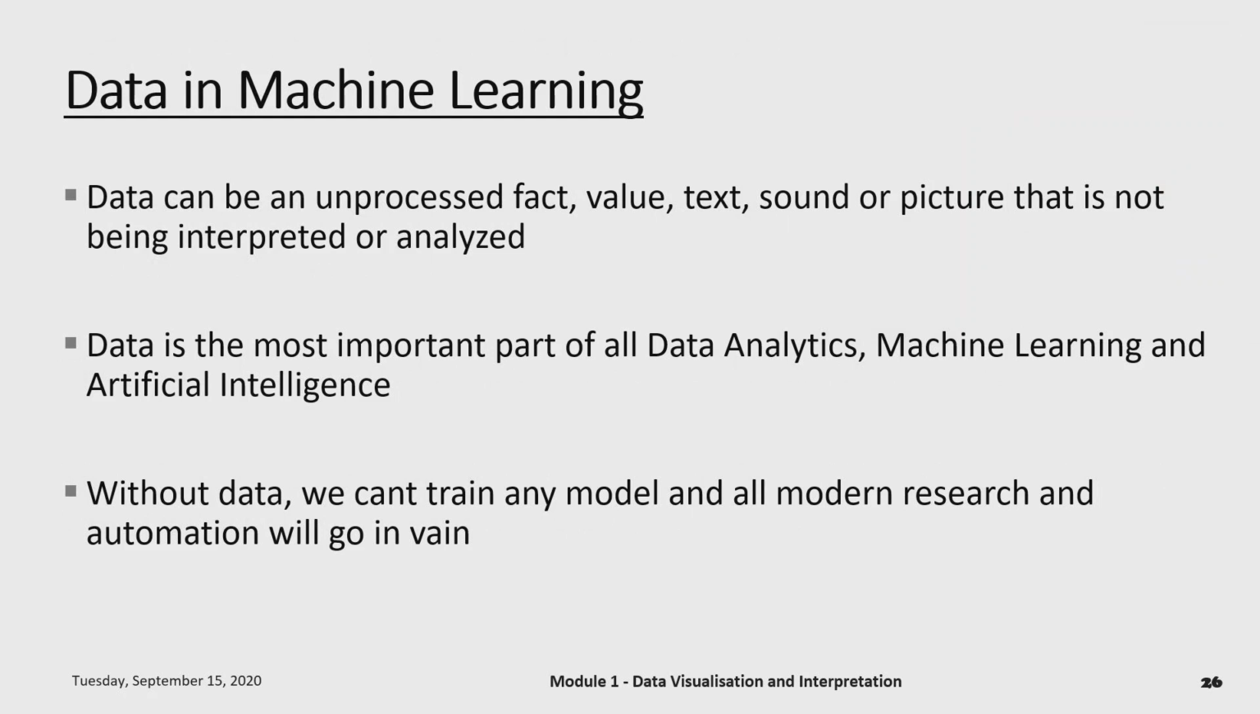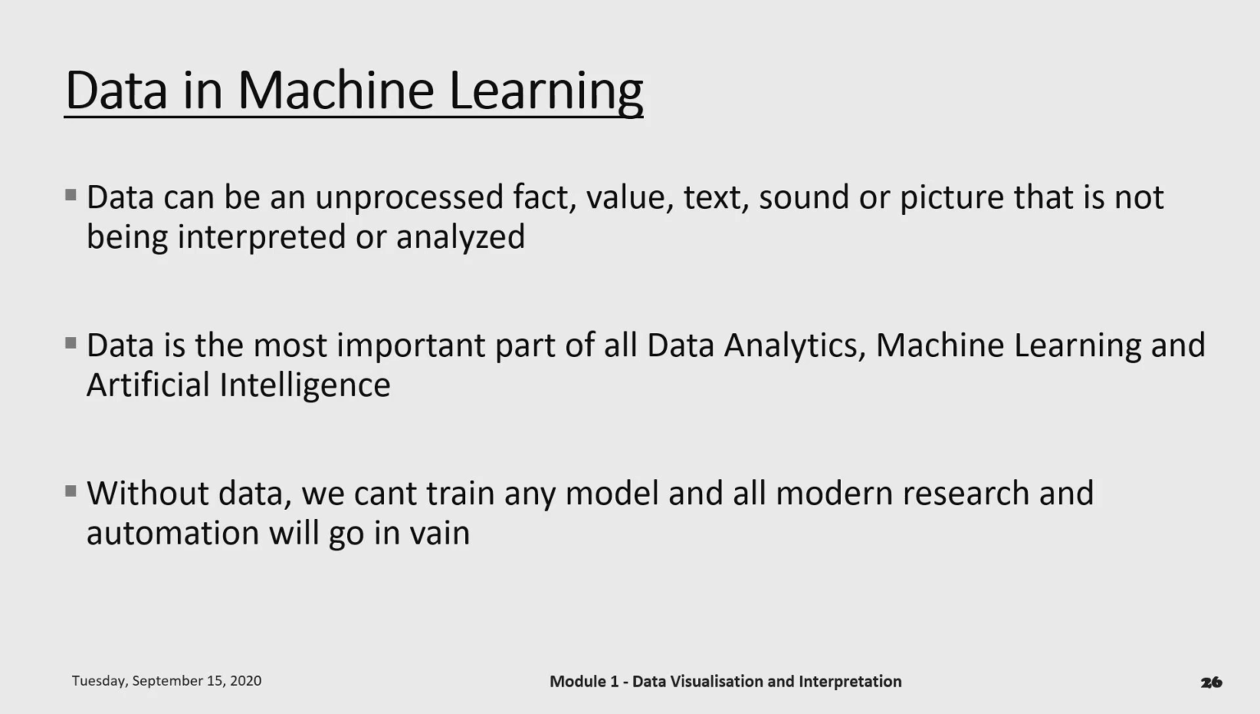Okay, so these were three categorized points. We'll be seeing in our next modules how to implement these in machine learning algorithms using R programming. Now coming to a small point on how data is viewed in machine learning, right? So data can be unprocessed facts, that means in a raw format, right? Raw text, values, sound or pictures, that are not being interpreted or analyzed, right? So everything will be in a raw format.